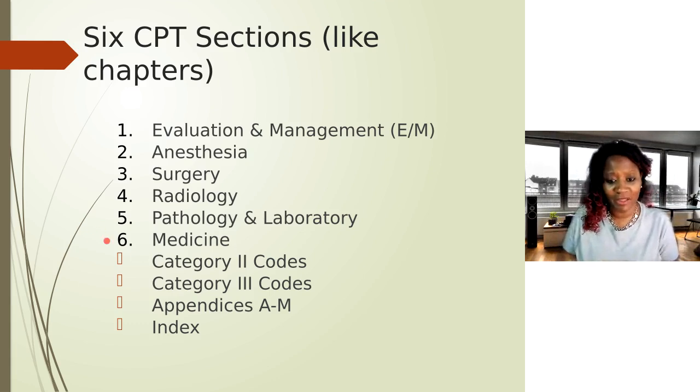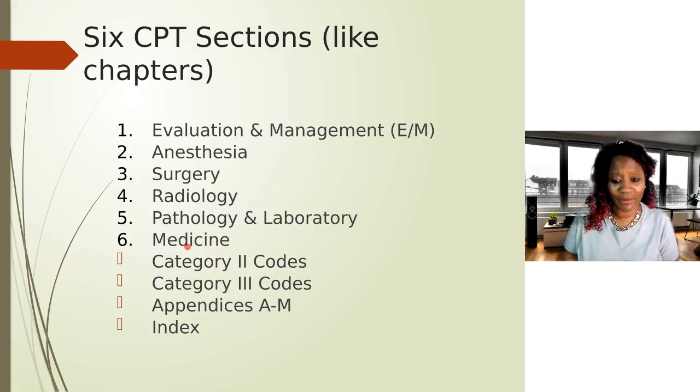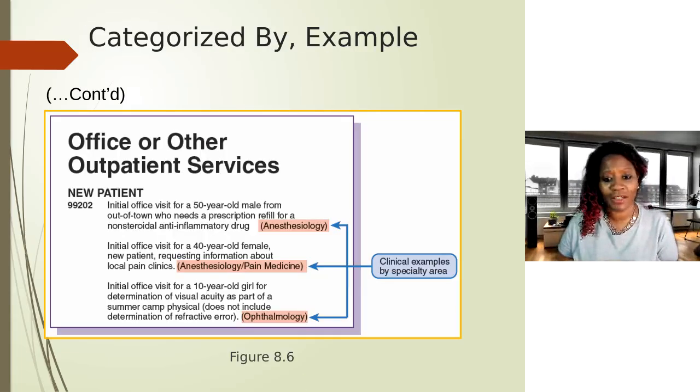The next section is the medicine section. And this section is normally going to begin with the number 9. And you'll have a variety of codes in this section. Then you have your category 2, 3 codes, your appendices, and your indexes. So these are the different sections of the CPT manual.